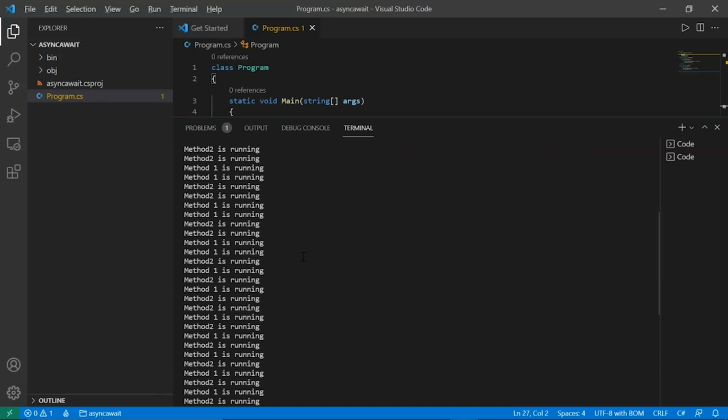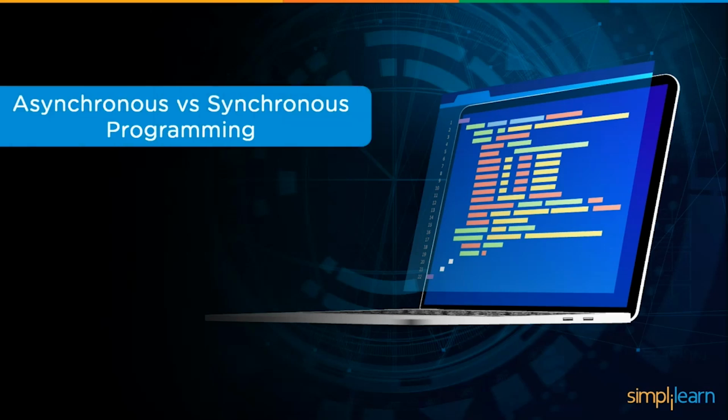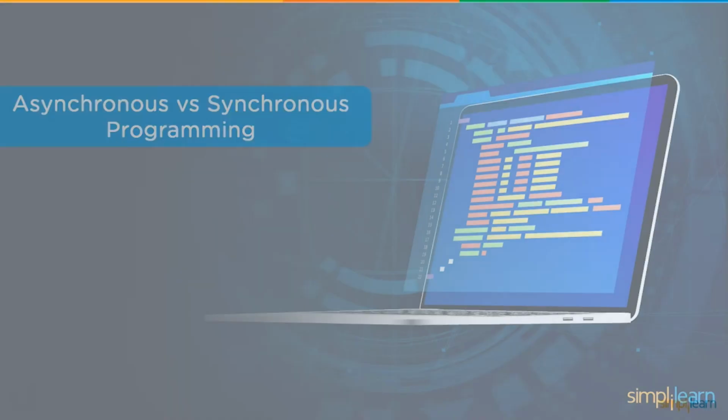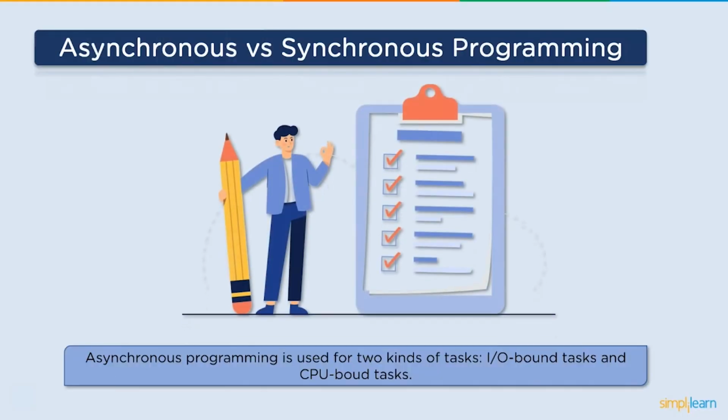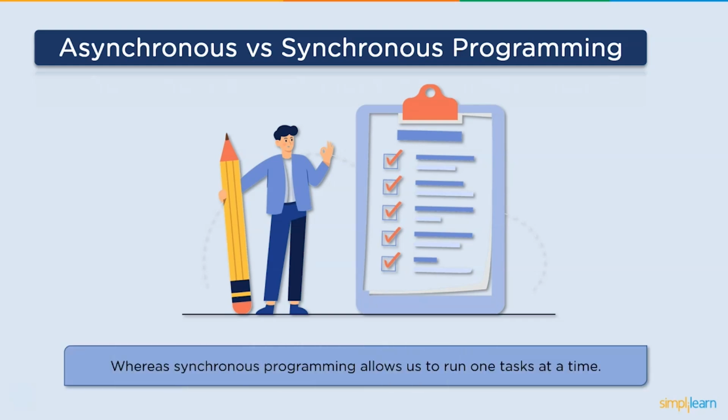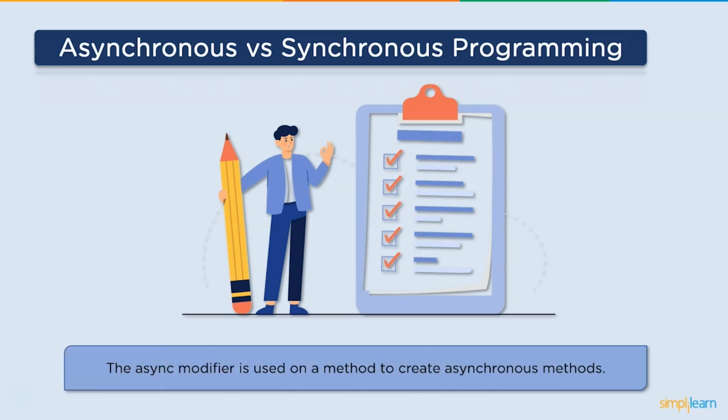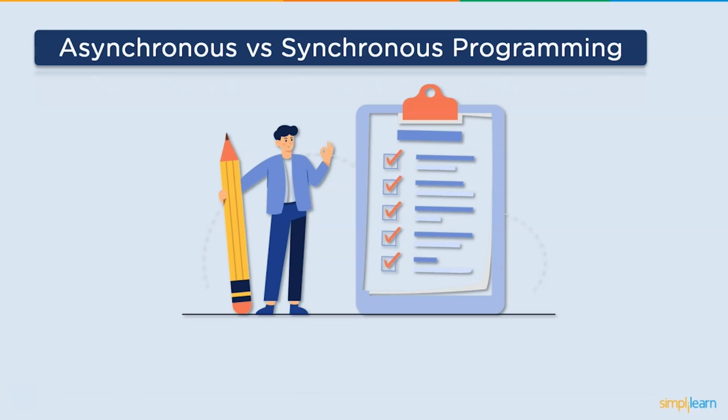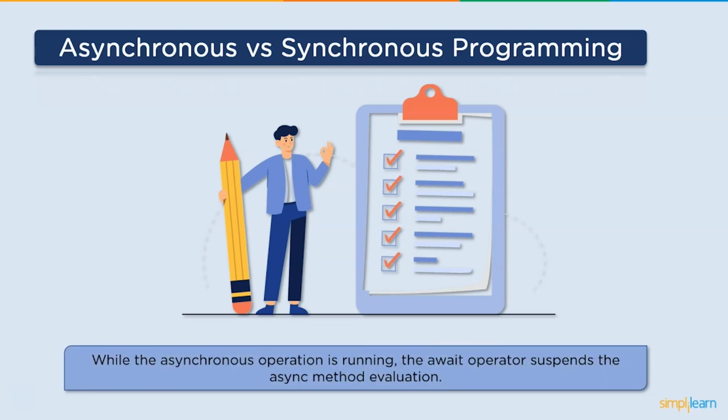Now let's get back to our slides. We have now discussed asynchronous programming, async and await keywords in detail. Now let's look at the differences between asynchronous and synchronous programming. First up, using asynchronous programming, the application can work on other tasks without waiting for the task to be completed. Whereas the synchronous programming allows us to run one task at a time. Also, the async modifier is used on a method to create an asynchronous method. Finally, while the asynchronous operation is running, the await operator suspends the async method evaluation.